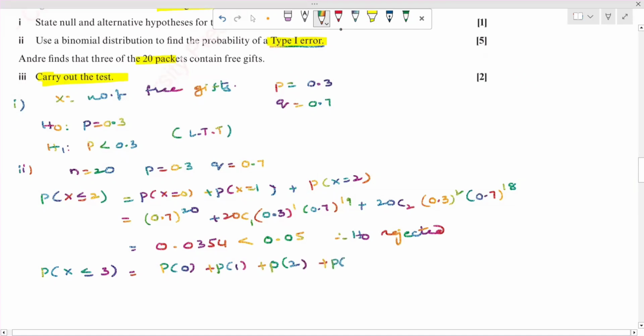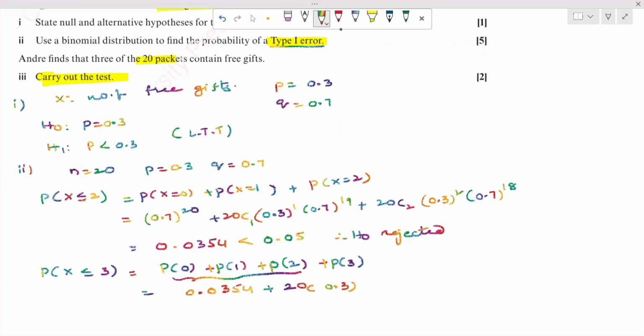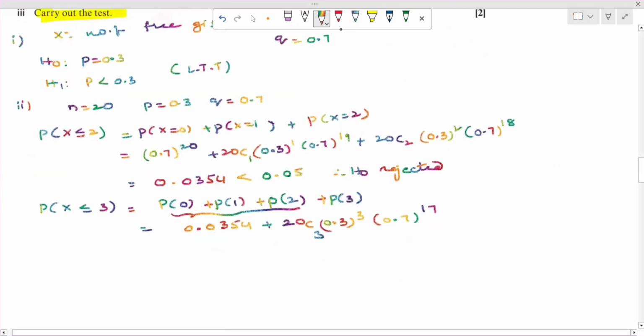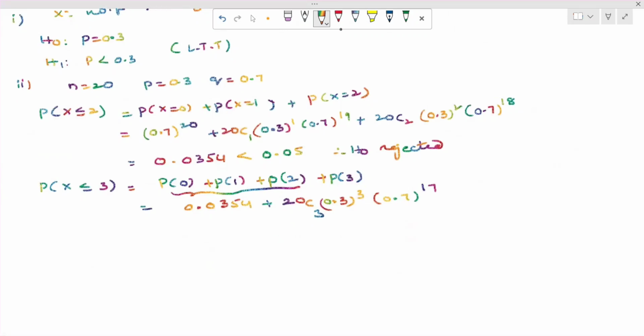So P up to this value we got over here, 0.30354, plus this one, 20C3 times 0.3 whole cube times 0.7 to the power of 17. Now simplify this one. If you are simplifying, what will you get over here? This value will be 0.1070, which is greater than 0.05. So here H0 is accepted.